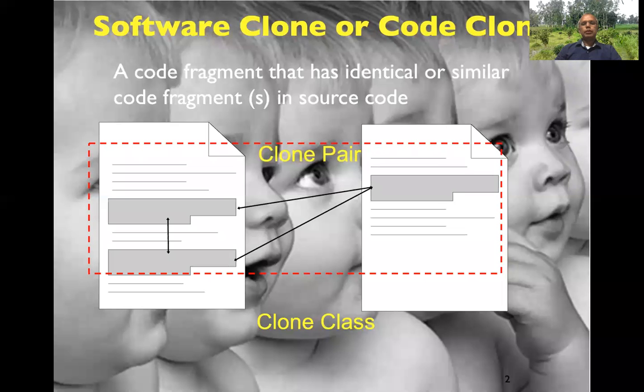So what is a software clone? Software clones are similar fragments of code. So if you have two pieces of code, for example, and they're similar to some definition of similarity, maybe we can call them a clone pair. If there are more, we can call them a clone class.